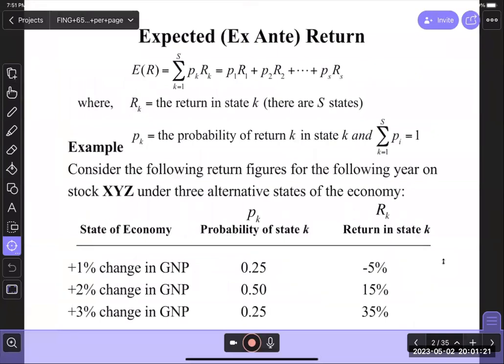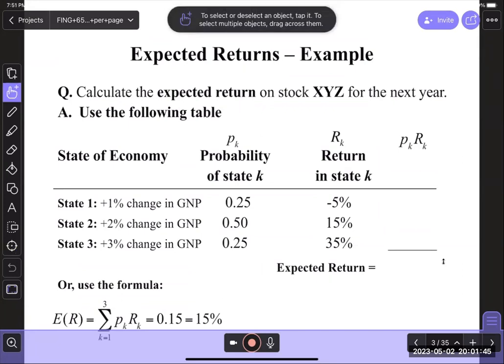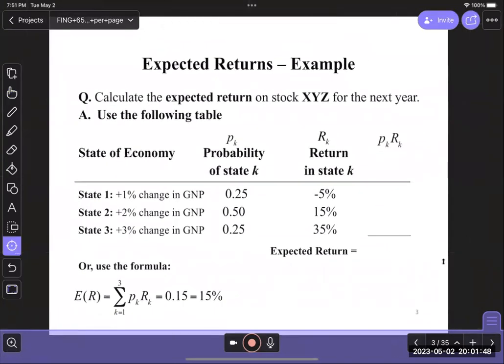So we've seen this already. This is where you have ex-ante type data. The expected return or the mean is a weighted mean. So we have to get the weighted average where these weights sum to 1. And you could do this in Excel. You can do it in a table type form, or I'd like to show you or remind you how to do this in your calculator, right?